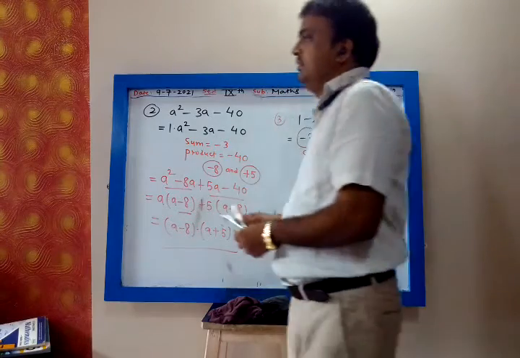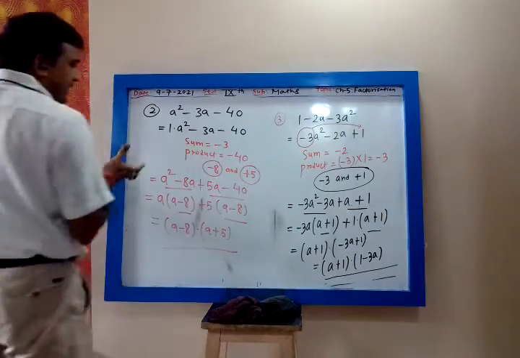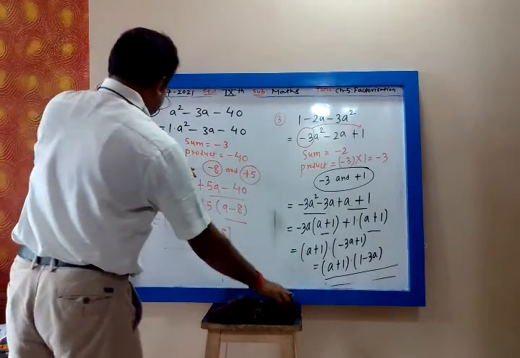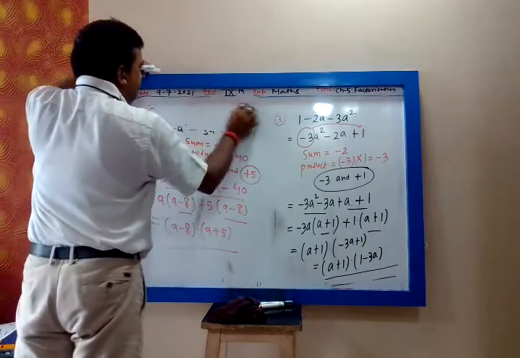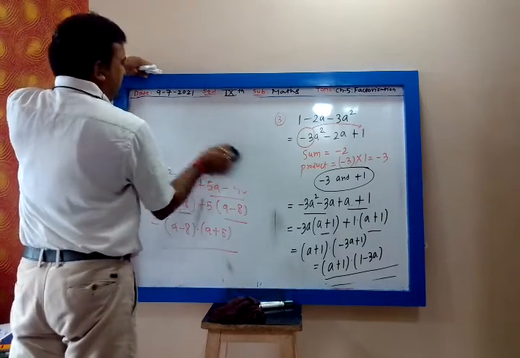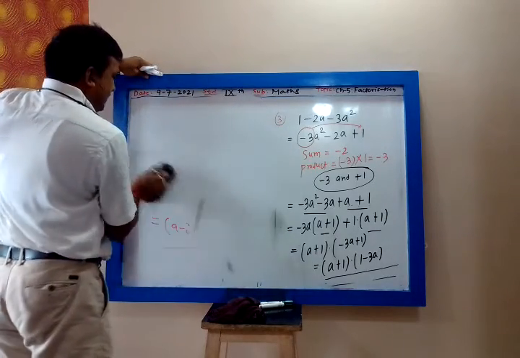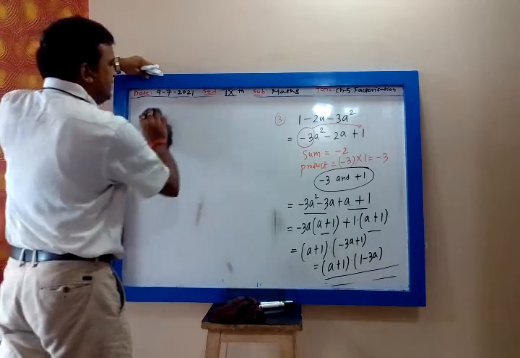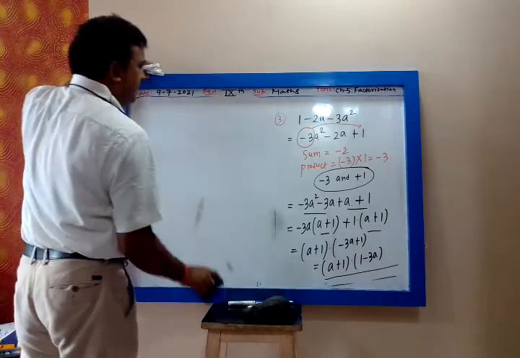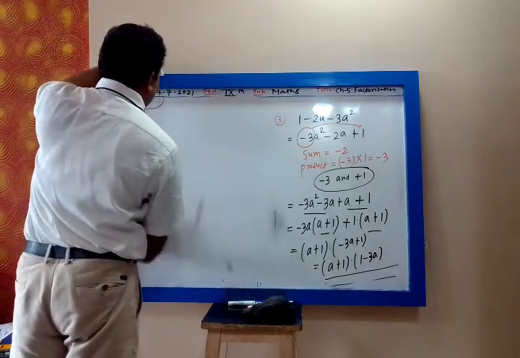This is done. So whenever you get a quadratic, you have to check whether it is of type 1 or type 2. Type 1: the coefficient of x square is 1. Type 2: the coefficient of x square is not 1. When the coefficient is not 1, then we take the product as a into c.